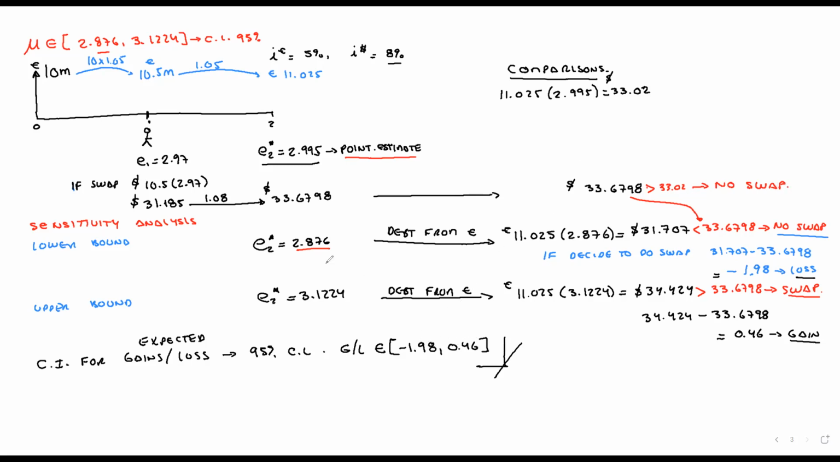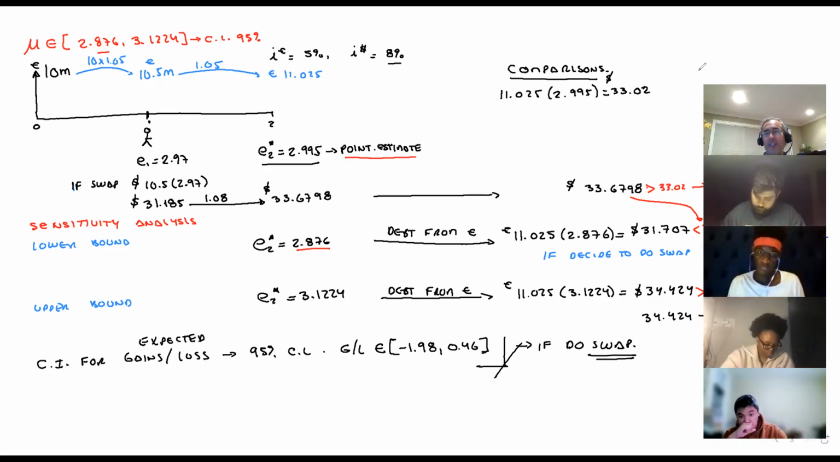So you know what? According to my statistics, if the exchange rate is between 2.876 and 3.1224, my gains and losses are going to be between minus $1.98 million and $0.46 million if I do the swap. This is if we swap. Make sense to you guys? Yeah. Everyone is following me?